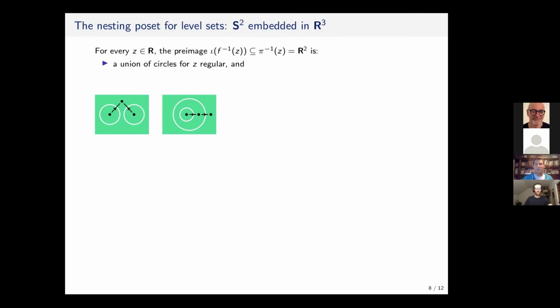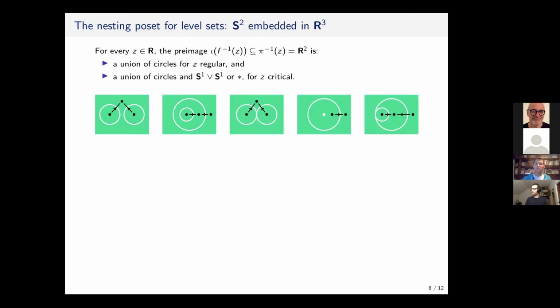And this just shows that, what does this show? These are just the two things that we can have. Of course, we can have a lot of circles, but this is the basic situation when we have a regular value. When we have a critical value, then we have circles, but we also can have a wedge of two circles, or we can have a single isolated point, for instance, when we're at a maximum or at a minimum.